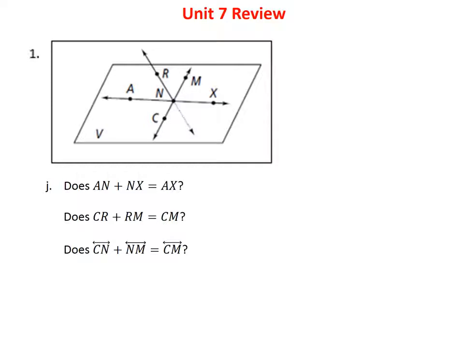In question 1J, we're asked whether certain segments and lines add up to other segments. Notice the first one, does AN and NX equal AX? Well, notice that the two are collinear. They form a straight line. So in this case, we can use the segment addition postulate and say yes, AN plus NX is going to equal AX.